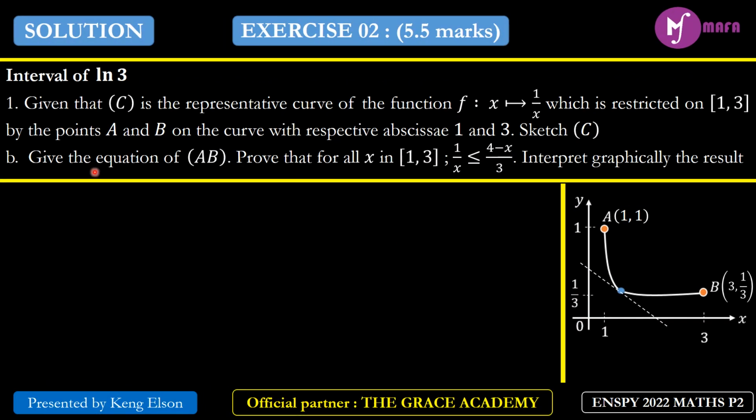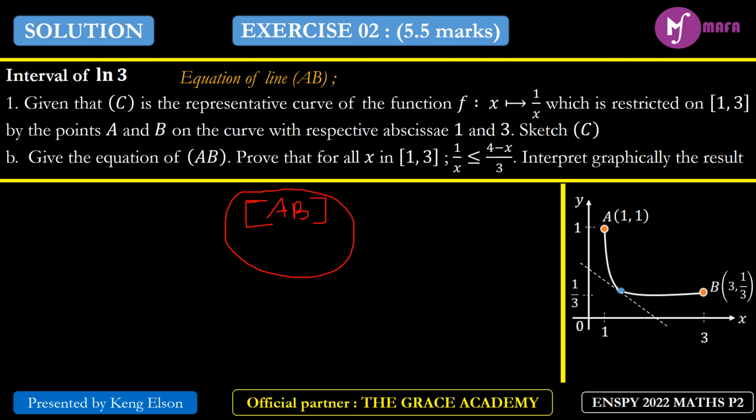So the next question, we have to give the equation of the line AB. Like I said, whenever I see this representation, it means a line. AB means a line. Now if you see this other representation, let me use a pen to indicate it. AB with square brackets means a segment. But if you see AB with parentheses, it means a line. Remember, a segment begins from somewhere and ends somewhere, but the line has no beginning and it has no end.